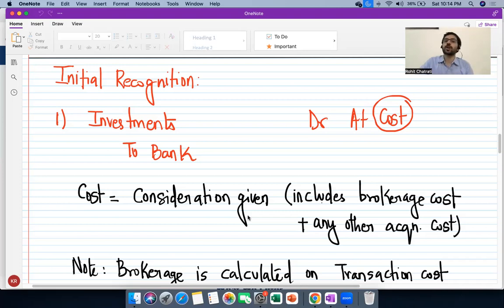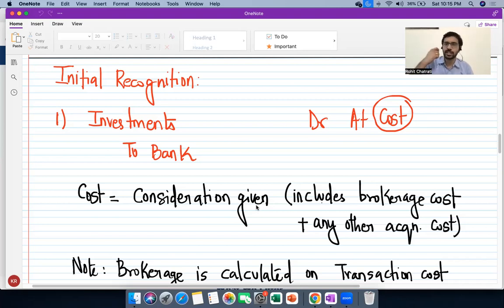Now, this consideration will also include brokerage cost and any other acquisition cost. If I've had to pay some fees or stamp duty or some taxes at the time of purchase, that will also be included in my cost. So let us say I've purchased an equity share for 1,000 rupees, I paid brokerage of say 20 rupees, and I paid stamp duty of 15 rupees. The amount at which I will be recognizing this investment will be 1,000 plus 20 plus 15, which is equal to 1,035. I will be recognizing it at the consideration given.